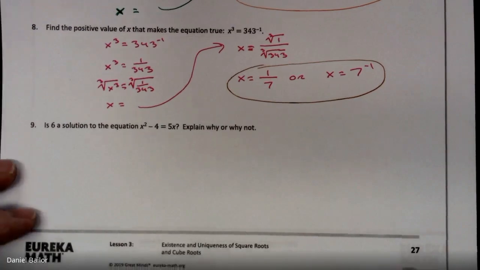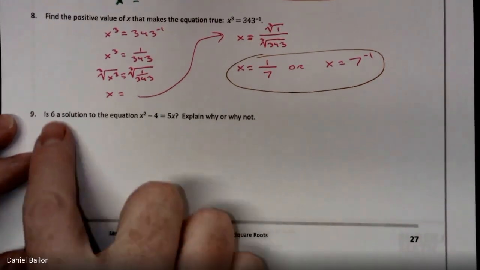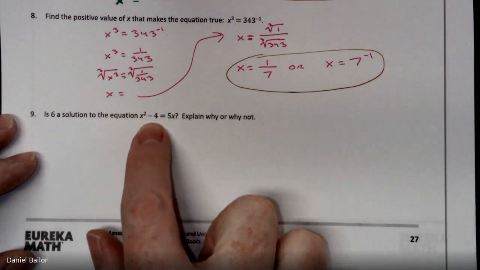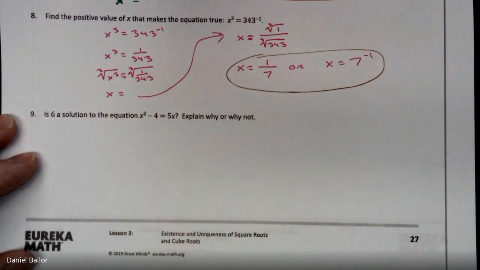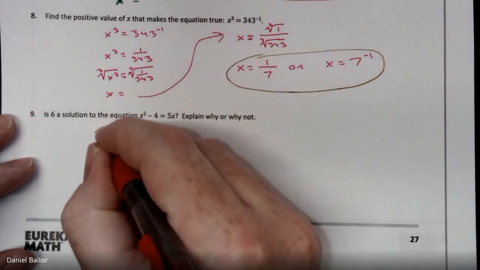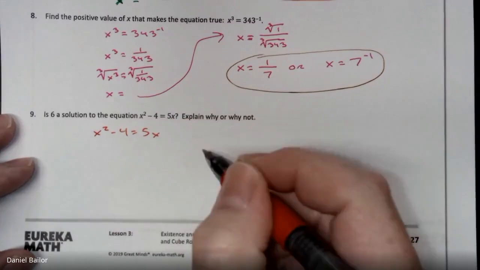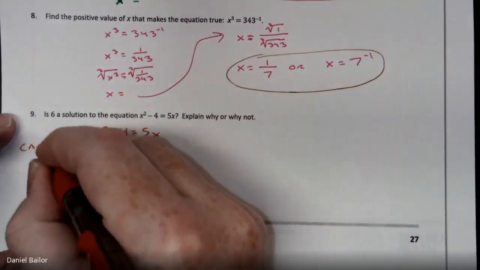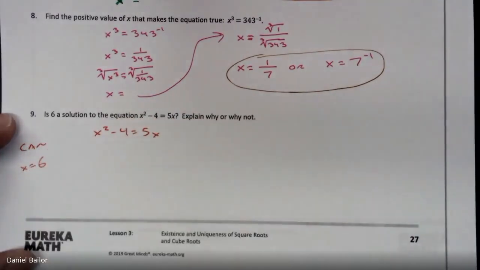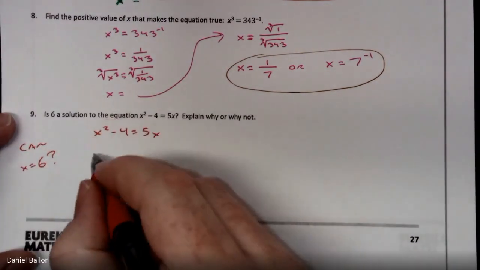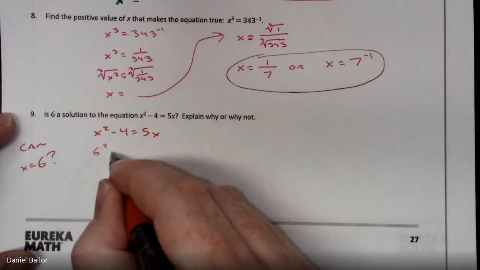Let's look at number 9. Number 9 is just asking, is 6 a solution to this equation? Explain why or why not. So what it's asking is, does 6 work here? Well, let's try it. Here's our equation: x squared minus 4 equals 5x. So can x equal 6, is what it's asking. Let's put 6 instead of our x's.